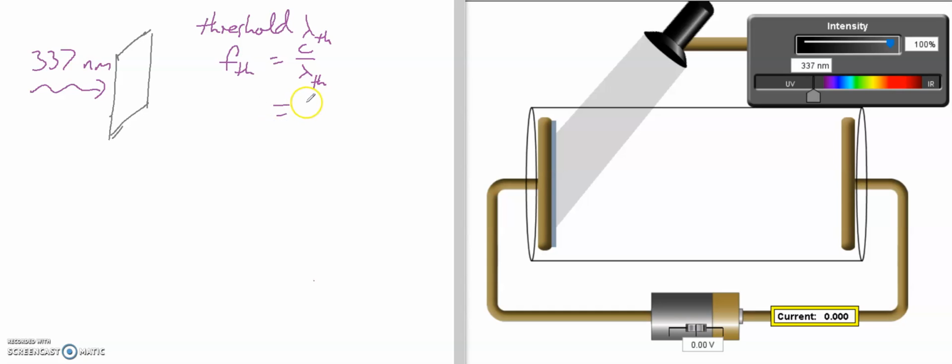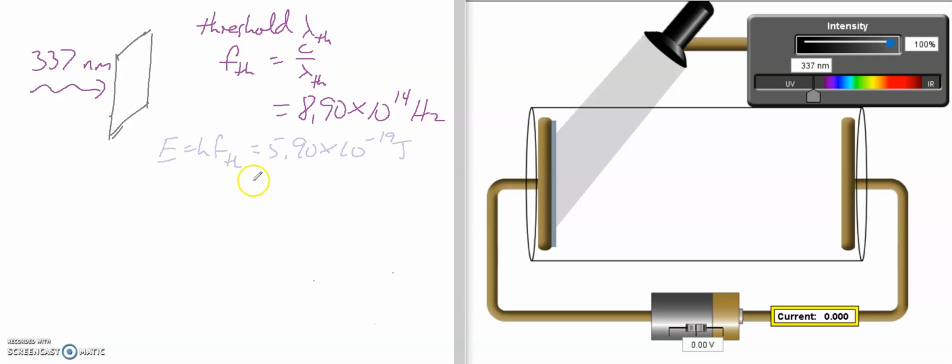If I do that, I've got 8.90 times 10 to the 14 hertz. That's my threshold frequency, because if I make the frequency any higher, I get electrons coming out of it, which means right now all the energy going in is being absorbed by the material as the work function. So when we're at that perfect boundary, this must be right where the work function is. If I multiply that frequency by Planck's constant to get the energy of those photons, we've got about 5.90 times 10 to the negative 19 joules of energy.